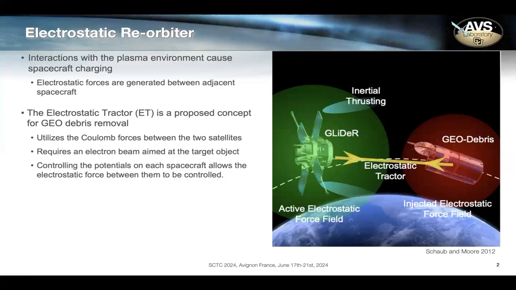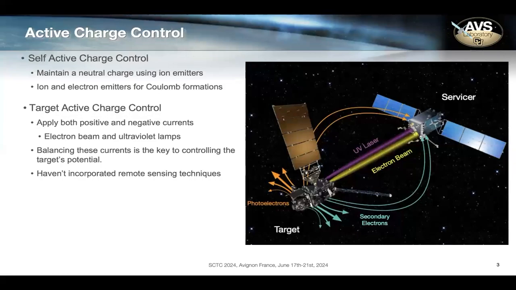In order to fully implement this technique, we have to be able to control the Coulomb force between the two targets. In order to do this, we must be able to control the potential on each of the two targets, and we will do this using active charge control. Active charge control refers to the use of one or more currents to actively maintain a desired potential on a target. Most work that has gone into active charge control refers to self-active charge control, where we maintain a desired potential on a controlled object.